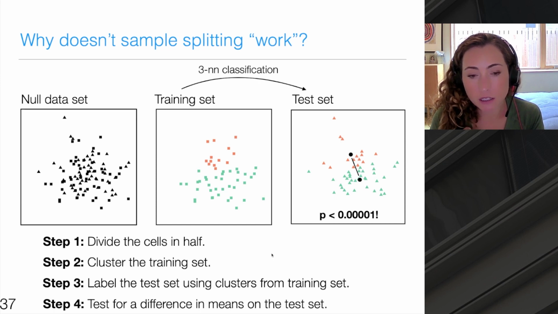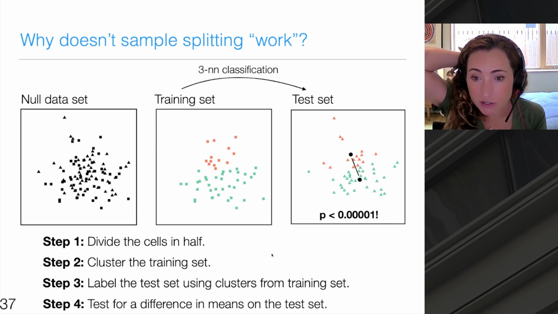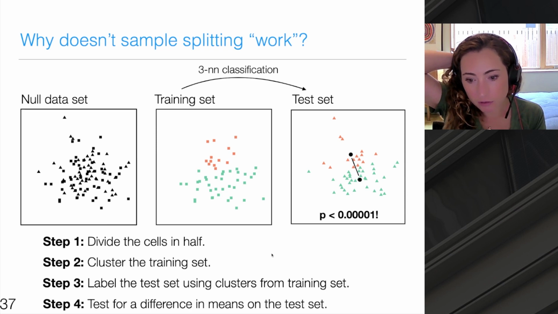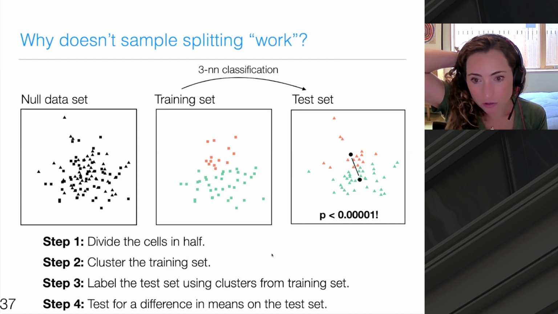So I test for a difference in the mean orange and the mean green using a 2-sample t-test or something. And if I do this, I get a really small p-value, smaller than 10 to the negative 5. When I first saw this, I was really confused. What's happening? This is null data. There are no clusters. If I generate the null data, cluster the training data, and then test those clusters on the test data, since the training and test data are independent, my p-value should follow uniform 0, 1. And it doesn't. So what happened?